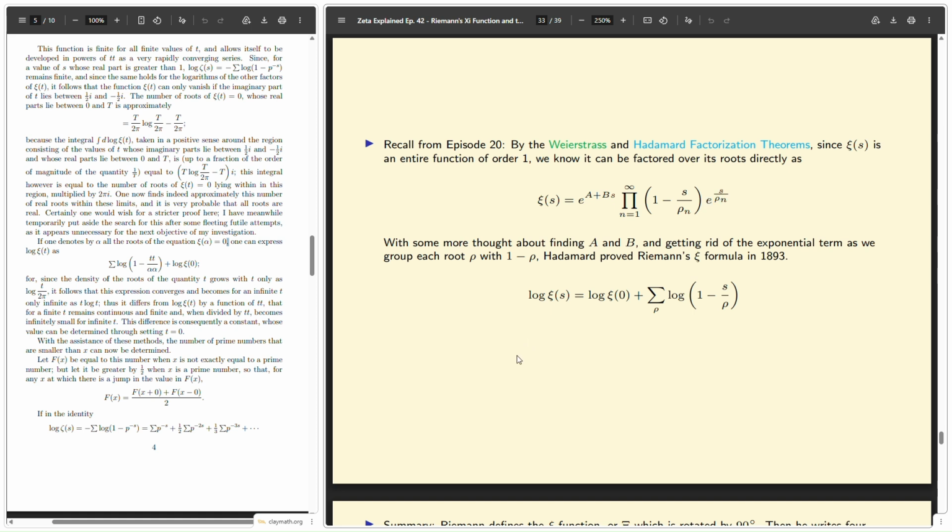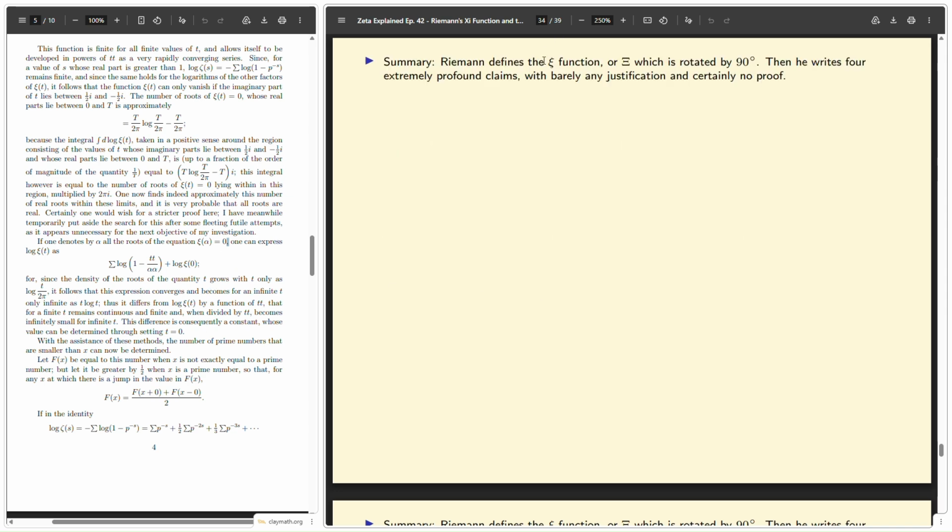Cool, so we covered a lot today, and here's the summary of these 3 paragraphs. We just went through paragraph 3, and the summary is basically that Riemann defines the Xi function, or his version of the Xi function, which is rotated by 90 degrees, which no mathematician today uses anymore. Then he writes 4 extremely profound claims with barely any justification and certainly no proof. The first one is this Riemann-von Mangoldt formula right here. He says that the number of zeros below a given height t is approximately this, plus some error term, and this was proved by von Mangoldt in 1905.